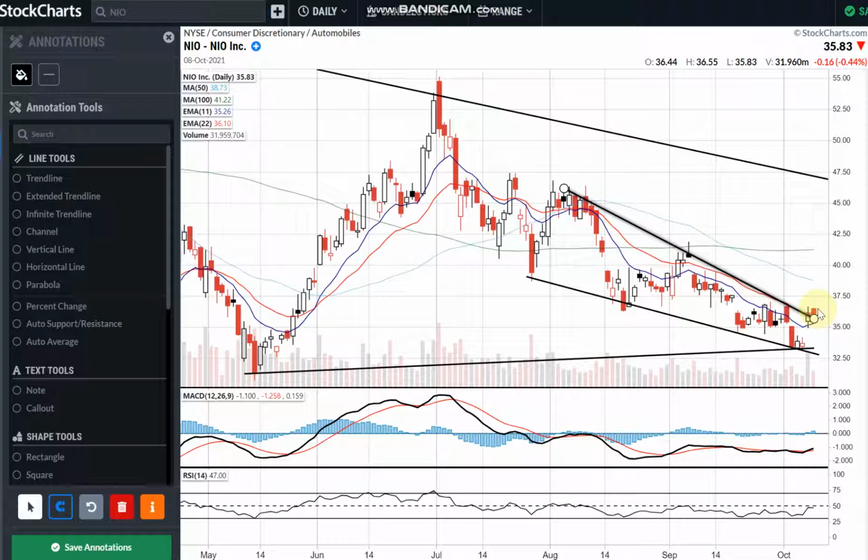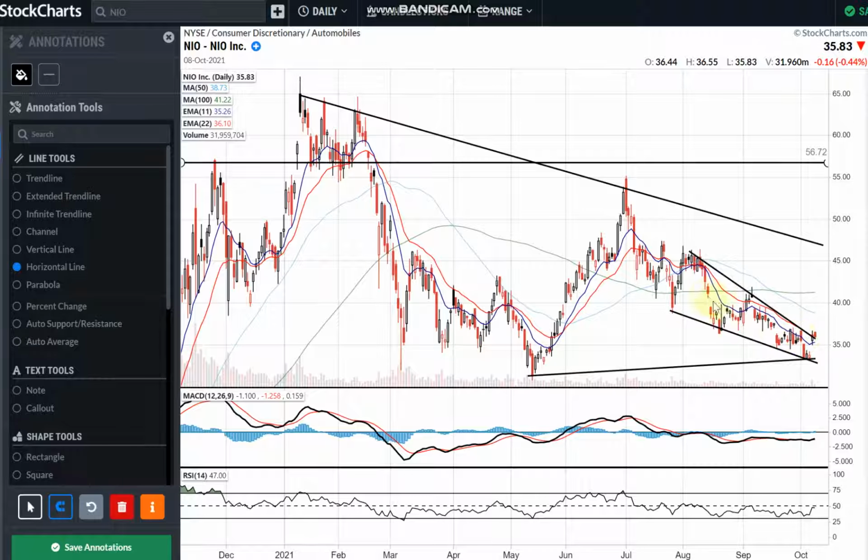Falling wedges are also bullish patterns, meaning that once the price is stuck a few times here, usually we're looking for 6 bounces. So we see 1, 2, 3, 4, 5, 6, and we have 7, and then the breakout. So the breakout is highly likely.